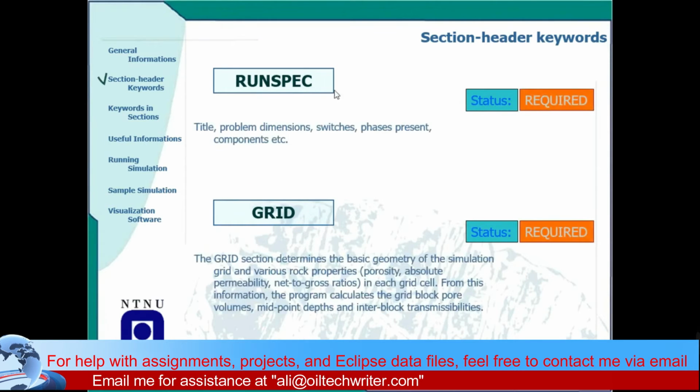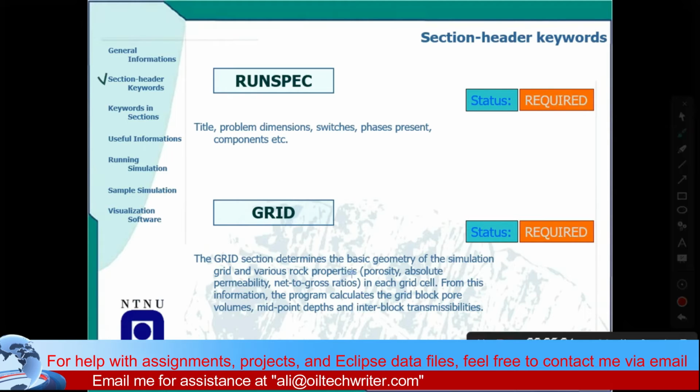Well, yes, status required. The RUNSPEC section is the basic section. It tells us about the title, the names, how many phases it has, whether it is black oil or compositional, and so on. GRID talks about the basic reservoir geometry, the basic geometry of the simulation and the various grid blocks. It talks about porosity, for example, permeability, and net-to-gross ratio for each grid cell. So GRID is about grid information, while RUNSPEC is just the basic introduction: name, title, and so on.